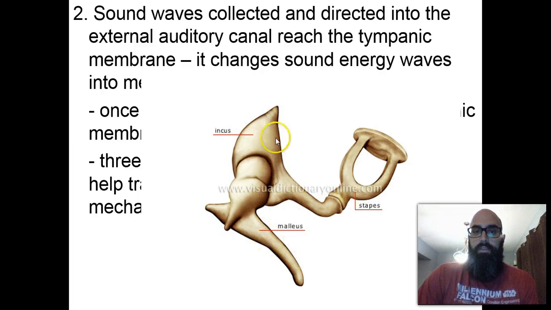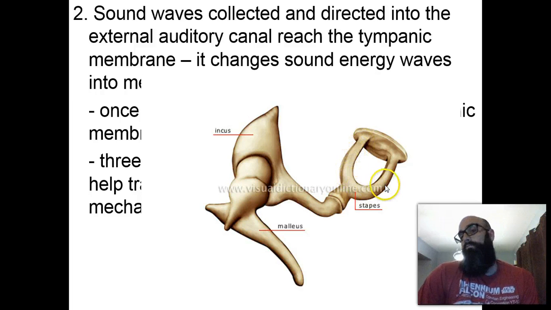You have the hammer, the anvil, and the stirrups are the common names, but those aren't really used anymore. And we are going to call them the malleus, incus, and stapes. You can actually see that this one looks like a hammer. If you have the handle of the hammer here and the head of the hammer, this is the anvil, which a hammer hits. And the stirrups look like stirrups.